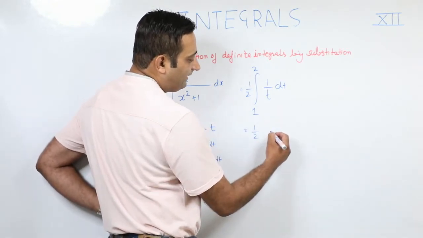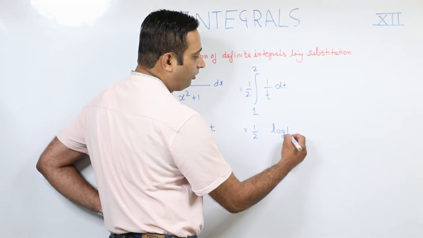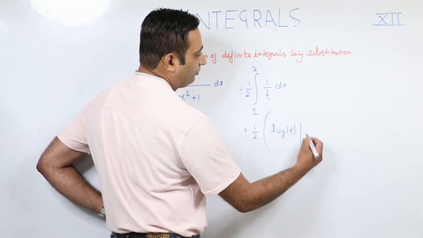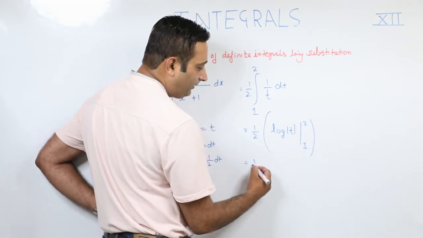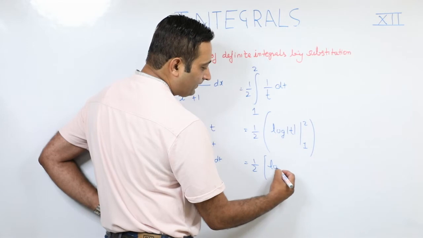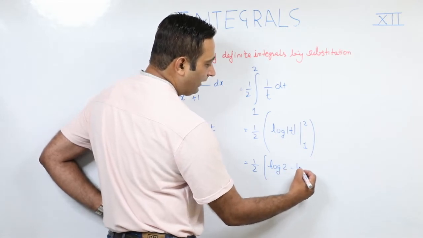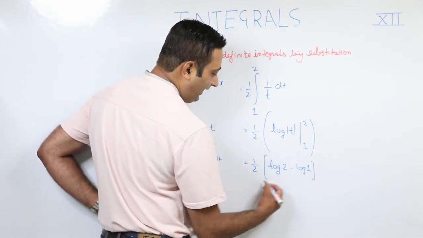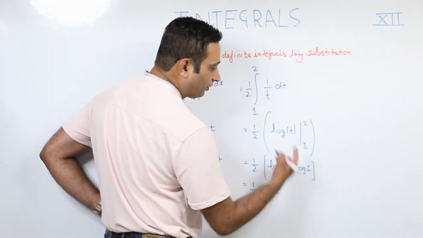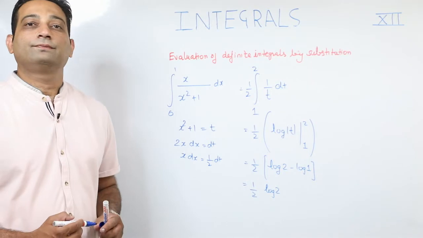Now we'll apply the simple integral formulas. So the integral of 1 by t is equal to log of mod t, and the limits are from 1 to 2. By applying the fundamental theorem of definite integrals, we get the final answer as half of log 2 minus log 1, that is equal to half log 2, because log 1 is 0.